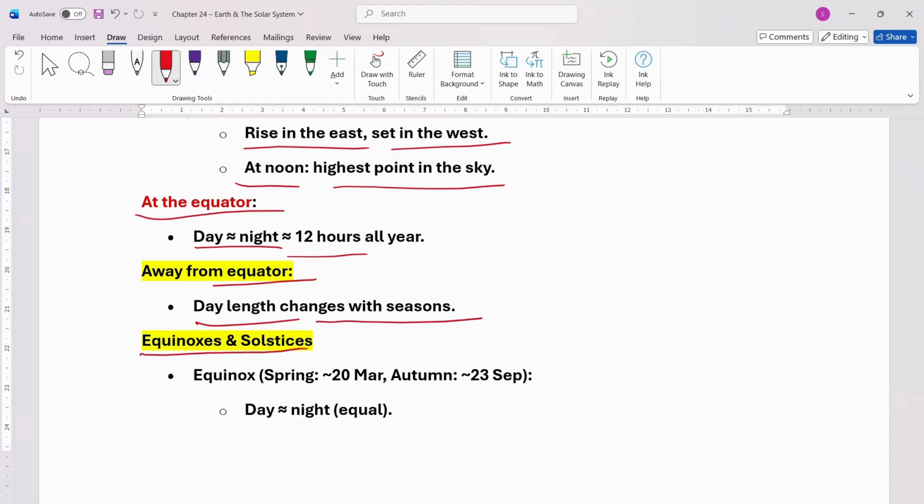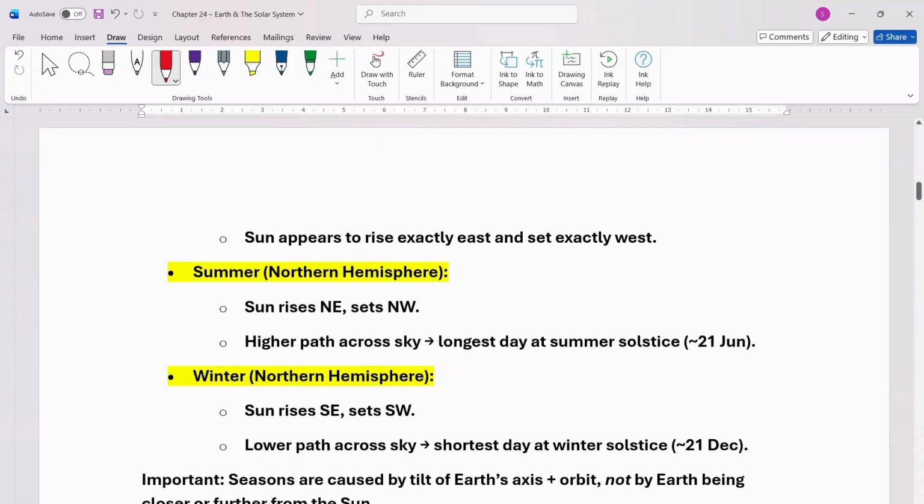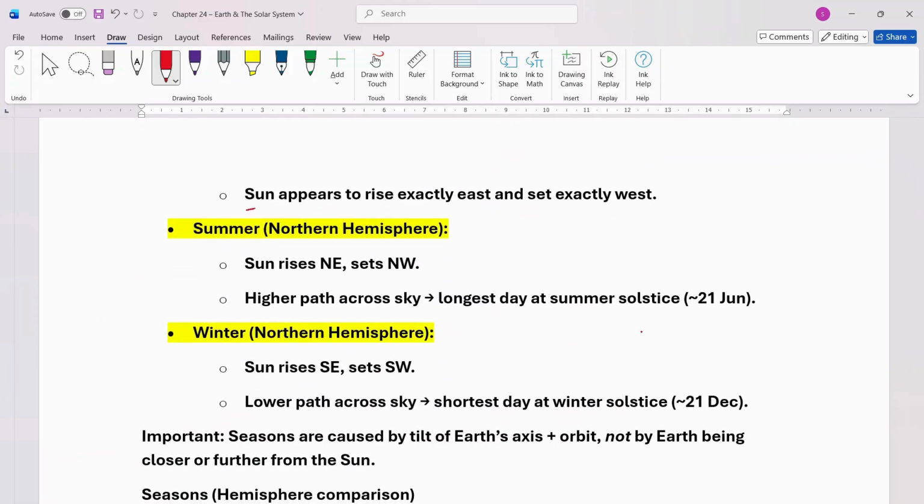Equinoxes and solstices. Equinox: spring, approximately 20th March. Autumn, approximately starts from 23rd September. Day is equal to night. The Sun appears to rise exactly east and set exactly west. Summer, northern hemisphere: the Sun rises northeast and sets northwest.